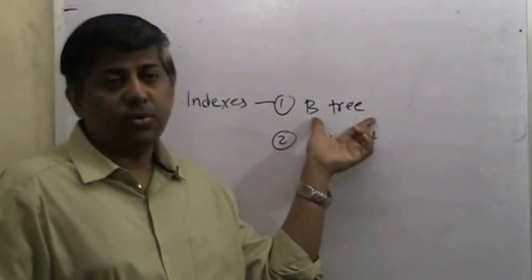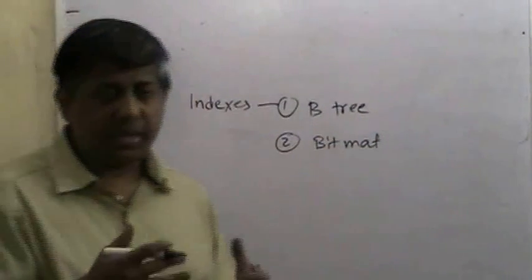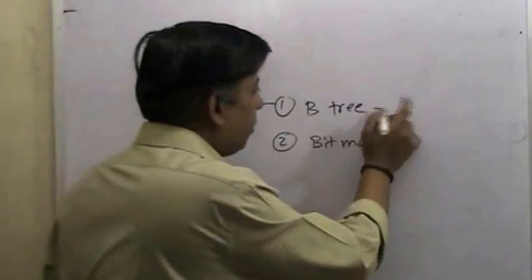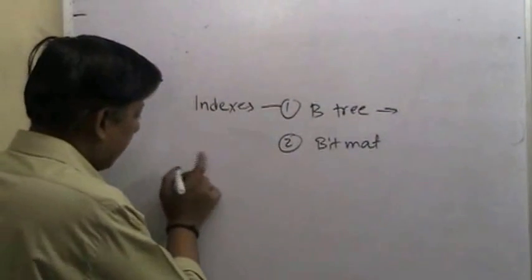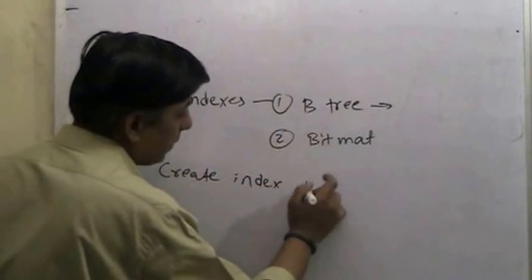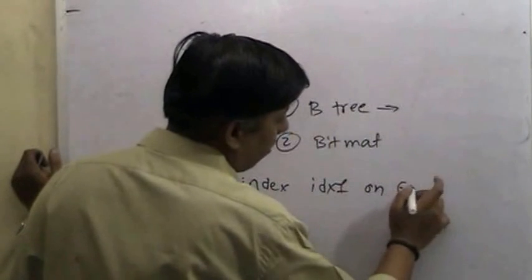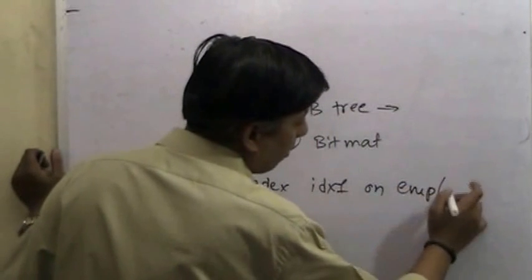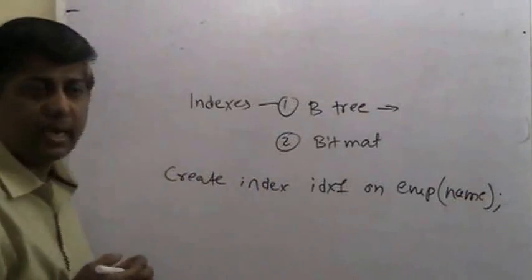That will decide whether you're going to create a B-tree index or a bitmap index. Now the moment you create an index, by default it is created as a B-tree. And this is the syntax: create index, name of the index, let us say IDX1, on, name of the table is employee, and name of the column is name. So this is the syntax for creating an index.